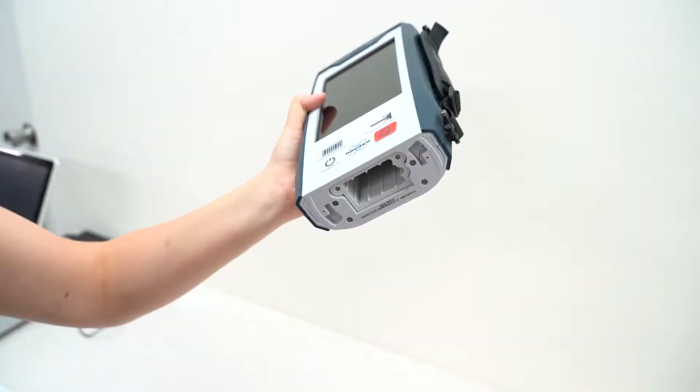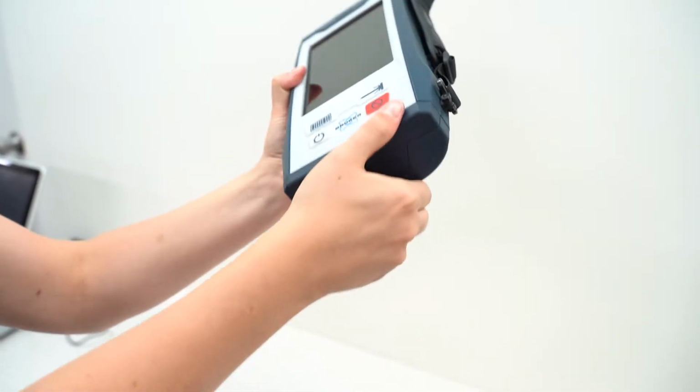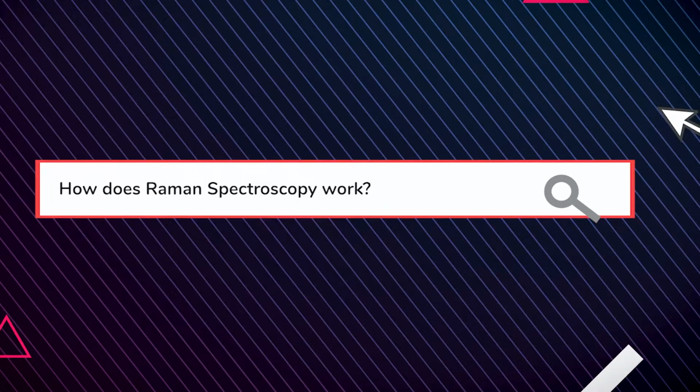And today we'll be answering some of the most Googled questions about Raman spectroscopy. Here at Portable Spectral Services we have a handheld Bruker Bravo Raman. It's fantastic for in-field handheld analysis for mineral identification. Alright, let's get started. How does Raman spectroscopy work?